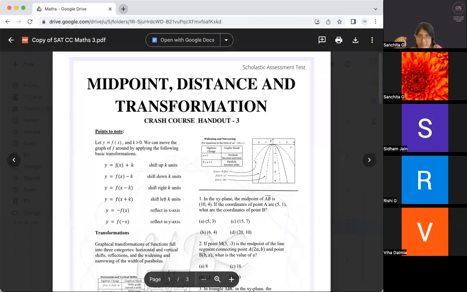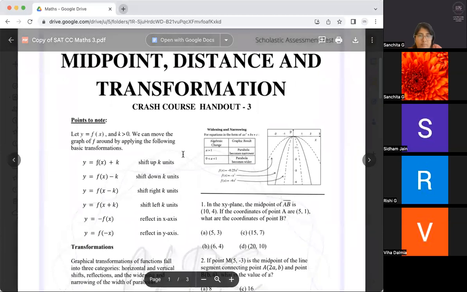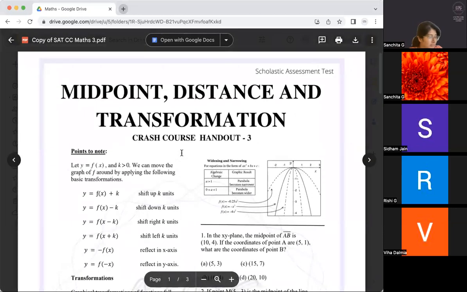The midpoint formula is for finding the midpoint between two points which lie on the same plane. And the formula is x1 plus x2 by 2 for the x coordinate and y1 plus y2 by 2 for the y coordinate. Very good. Perfect. Okay. All of us agree with Viha, right?